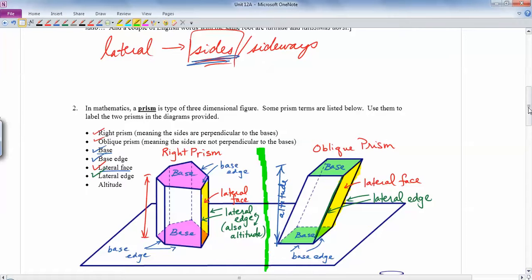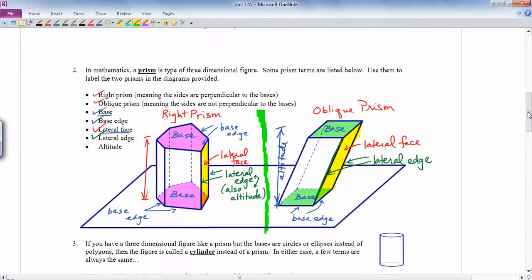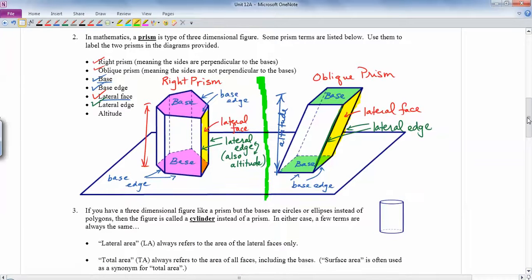All right, so let's move on. Okay, lots of terms there. If you have something that looks like a prism, but instead of a polygon for the bases, you've got circles for the bases, or ellipses, ovals, then you call it a cylinder instead of a prism. By the way, we're only going to use circular cylinders, so don't ever worry that if I draw one, it's not a circle.